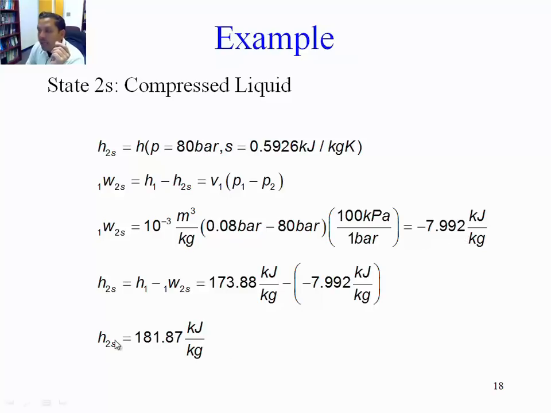So with this value, we can calculate the enthalpy at the exit of the pump, or at the inlet of the boiler. Work from 1 to 2 is H1 minus H2 through the first law of thermodynamics. So we can solve for H2s as H1 minus W, and that would be 181.87. So the water goes into the pump at 173.88 and comes out of the pump at 181.87.